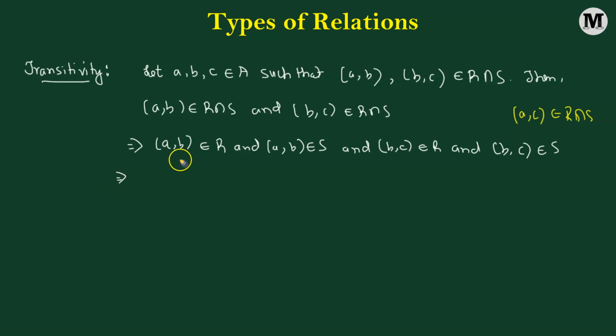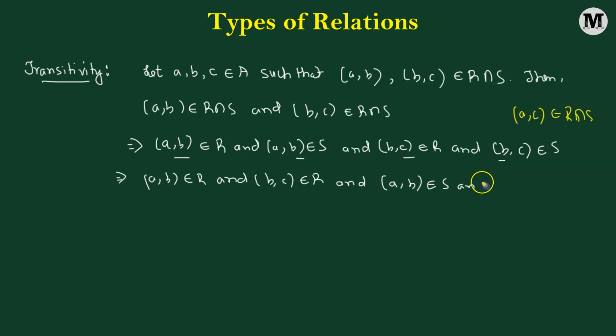Now what we'll do, we're going to rewrite this statement. We're going to take this and rewrite it as (A, B) belongs to the relation R and we have (B, C) belonging to the relation R. And then we're going to combine these two statements and rewrite it as (A, B) belongs to the relation S and we have (B, C) belonging to the relation S as well. Now we know that the relation R is transitive. That's already given to us.